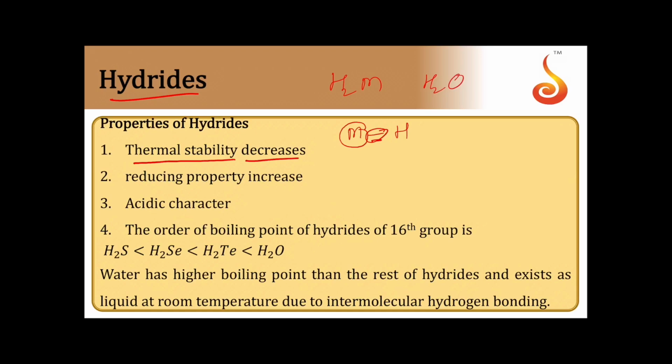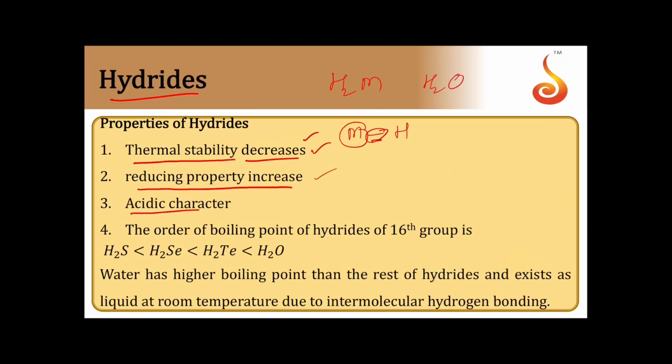So in the case of covalent molecules, we need to see the stability, meaning the strength of the bond, and that depends upon the extent of overlapping. That extent of overlapping decreases down the group, and thereby stability decreases down the group. Reducing properties increase. When the stability is decreasing, they can very easily give up hydrogen, and thereby the reducing property starts increasing.